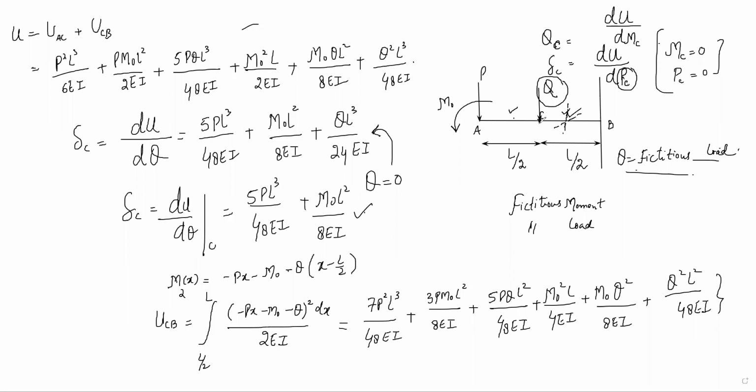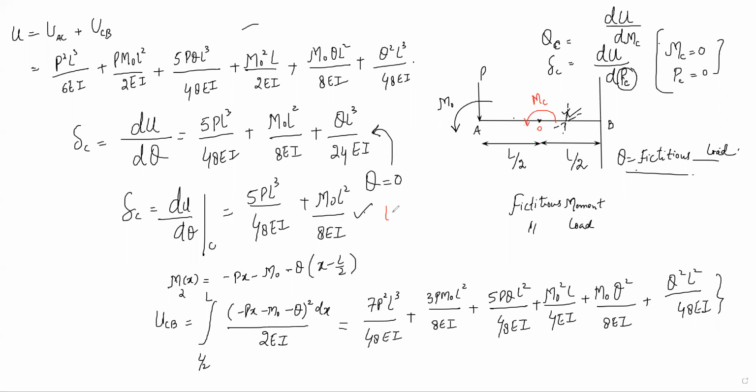But this was done when we used what? When we used the fictitious load. In the same way, once you have done this part of the analysis, do the second part. That is, remove this Q. Now apply a fictitious moment at point C, and call that moment at point C as MC.